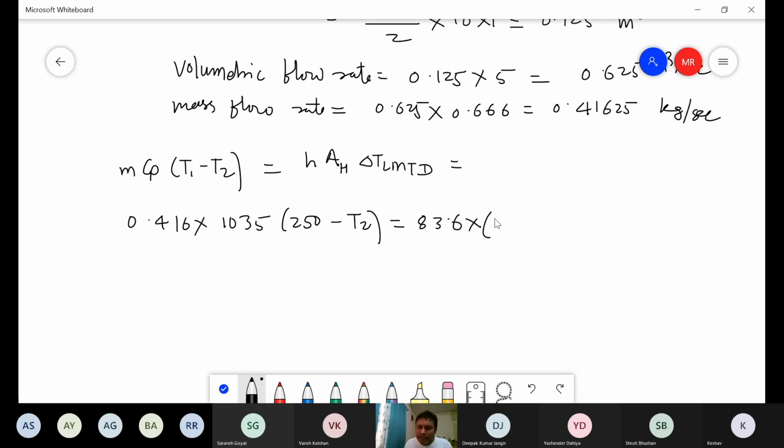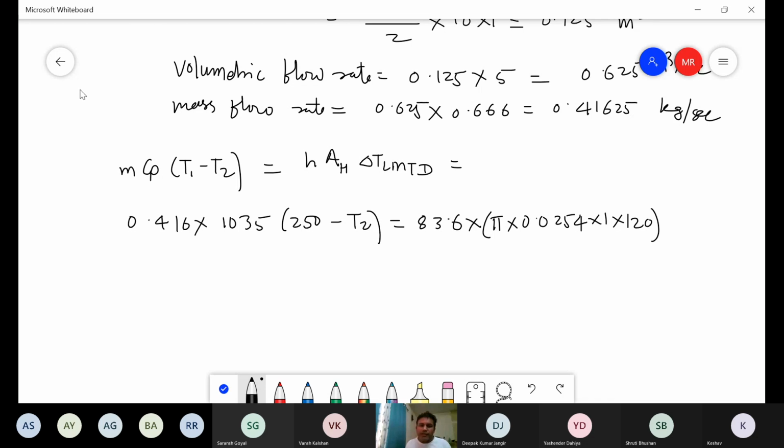So pi into dl is 0.0254, because the diameter is this, 0.0254, into the length of the tube, which is just 1 meter, isn't it? And how many tubes are there? There are 120 tubes. So this is going to be my heat transfer area. What will be delta T LMTD?